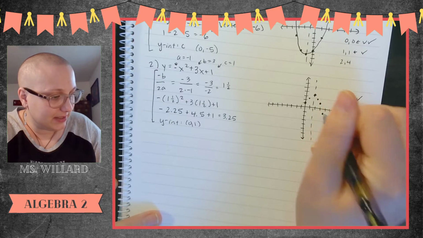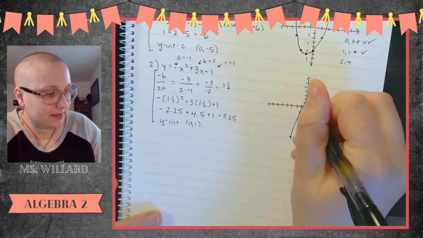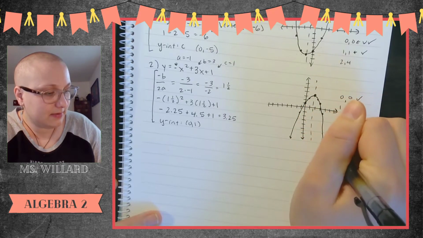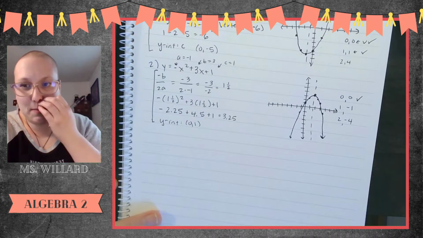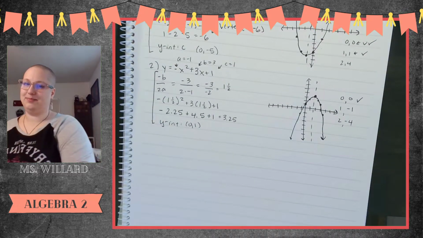which would be right around here somewhere. So then I got my graph. It still looks like the same shape, right? It should, because it's not stretched out at all.